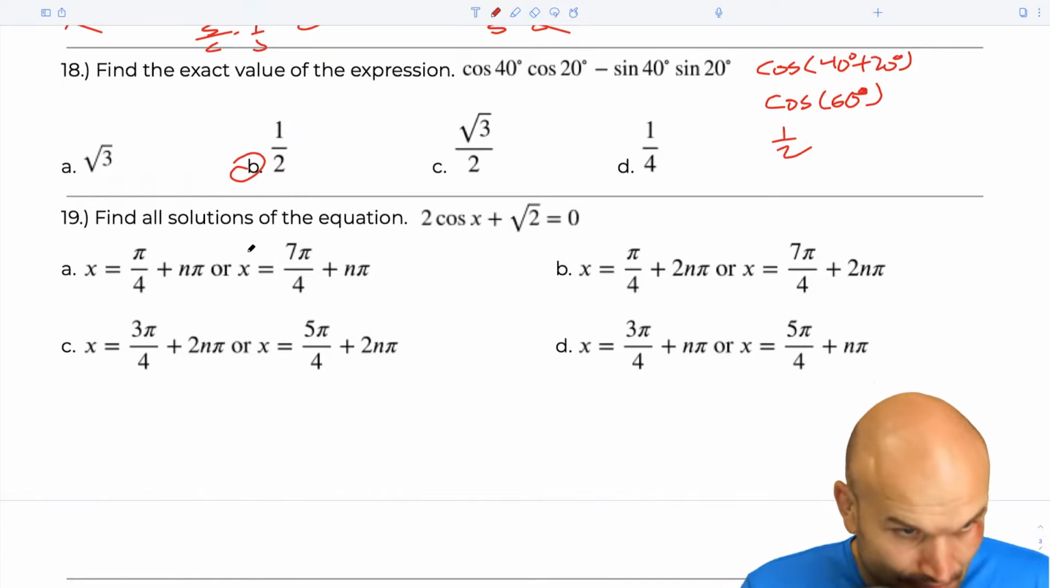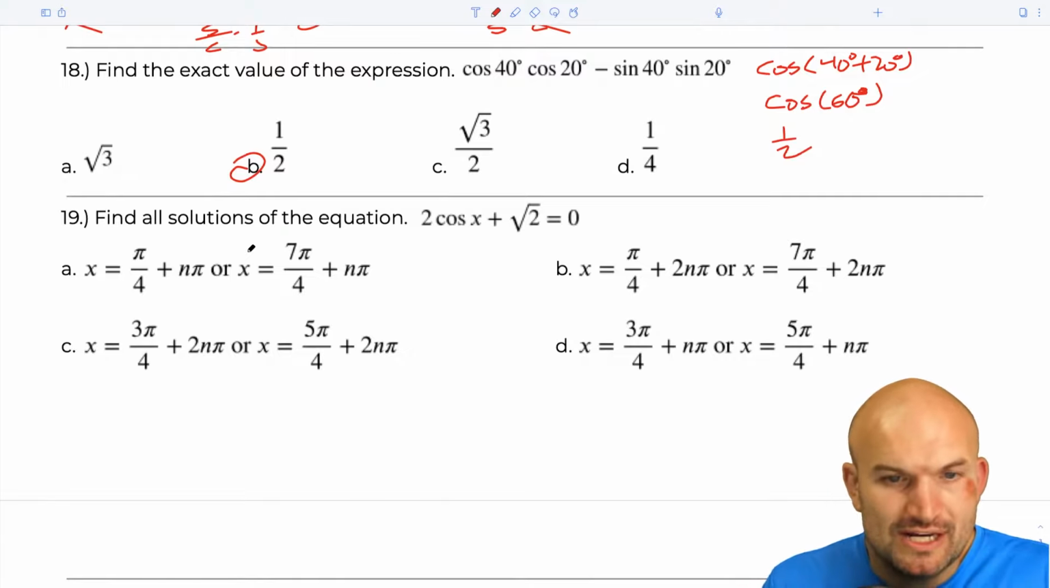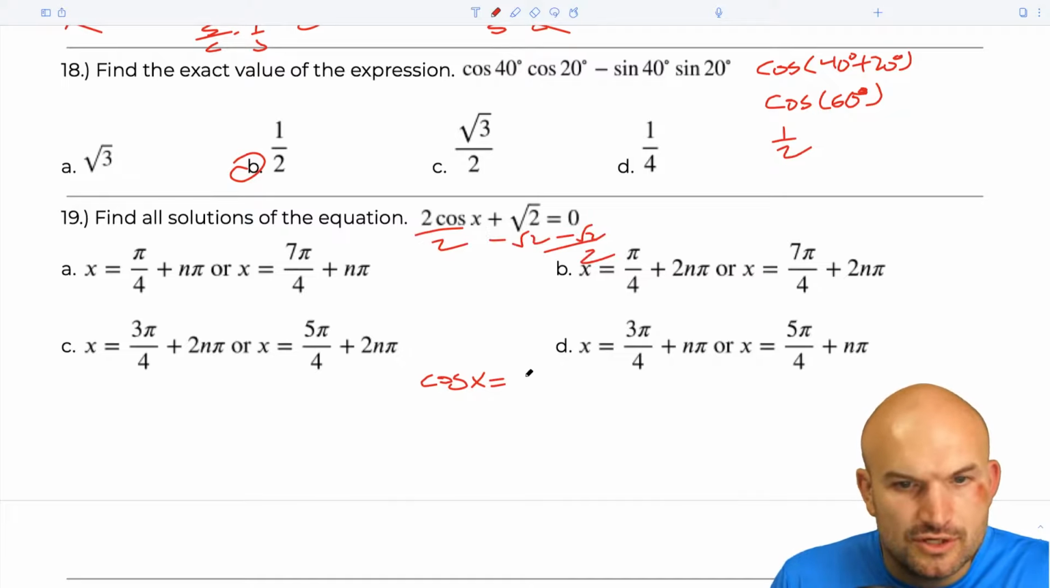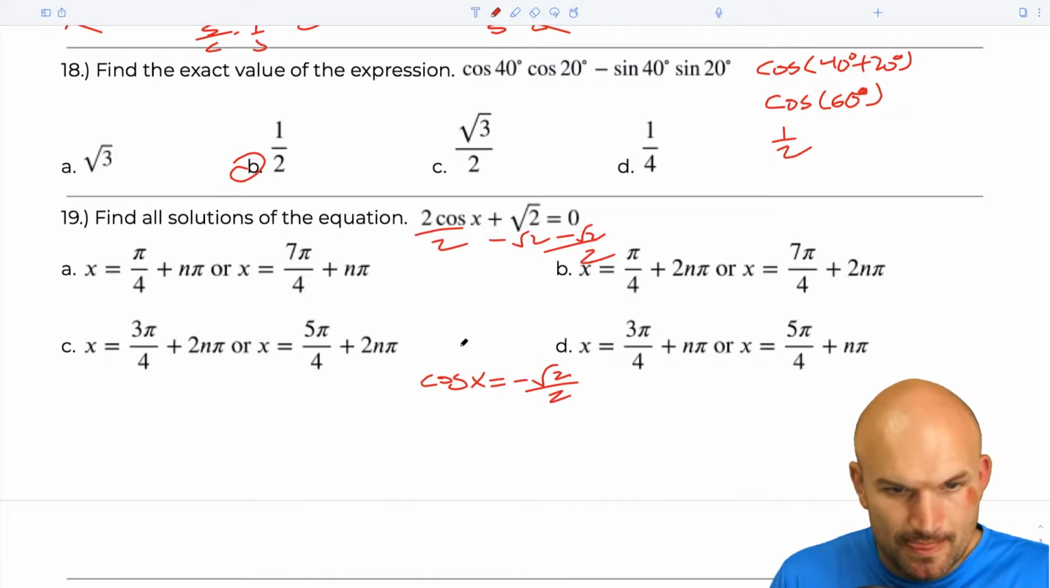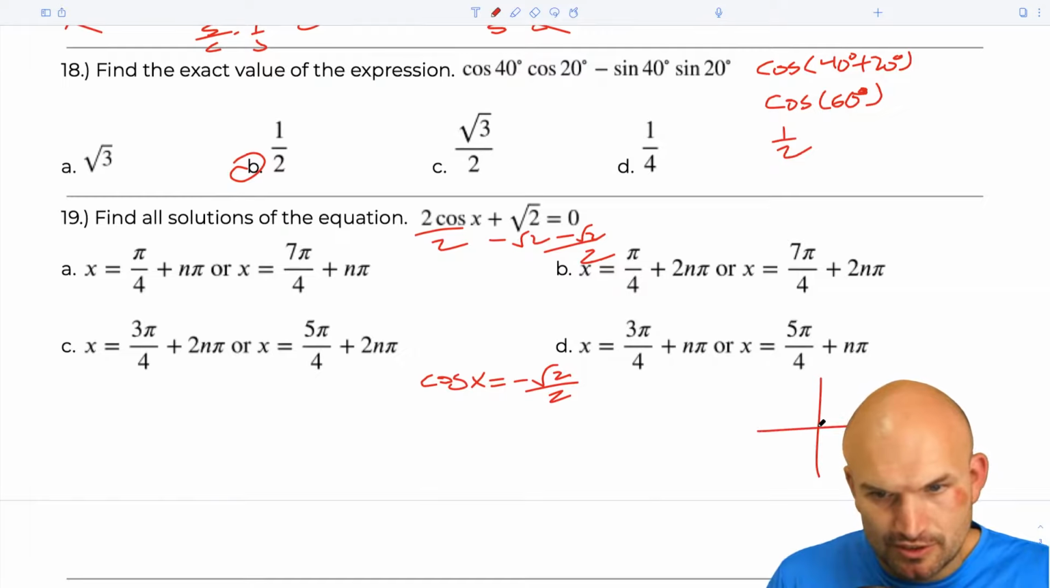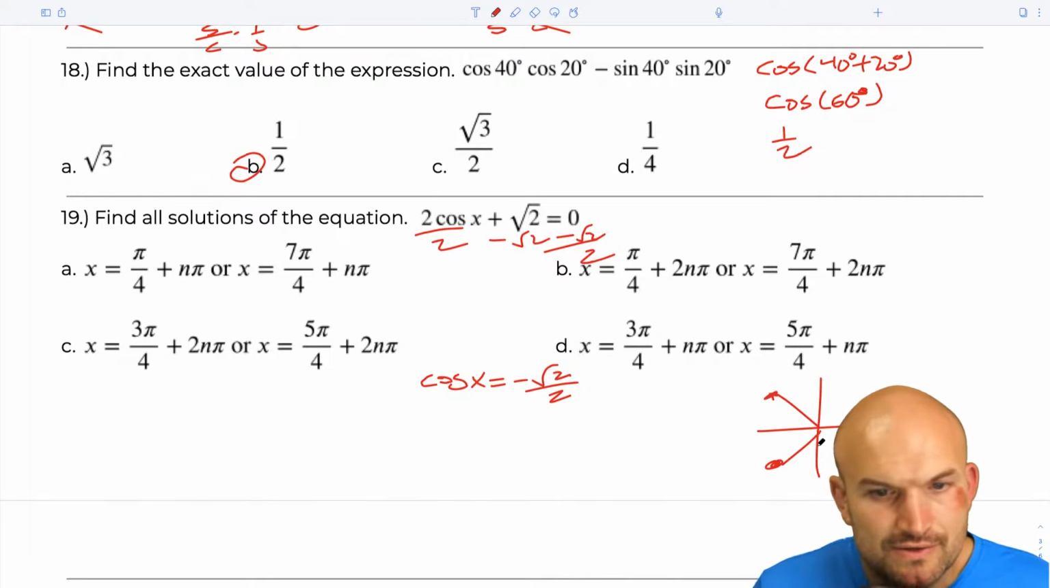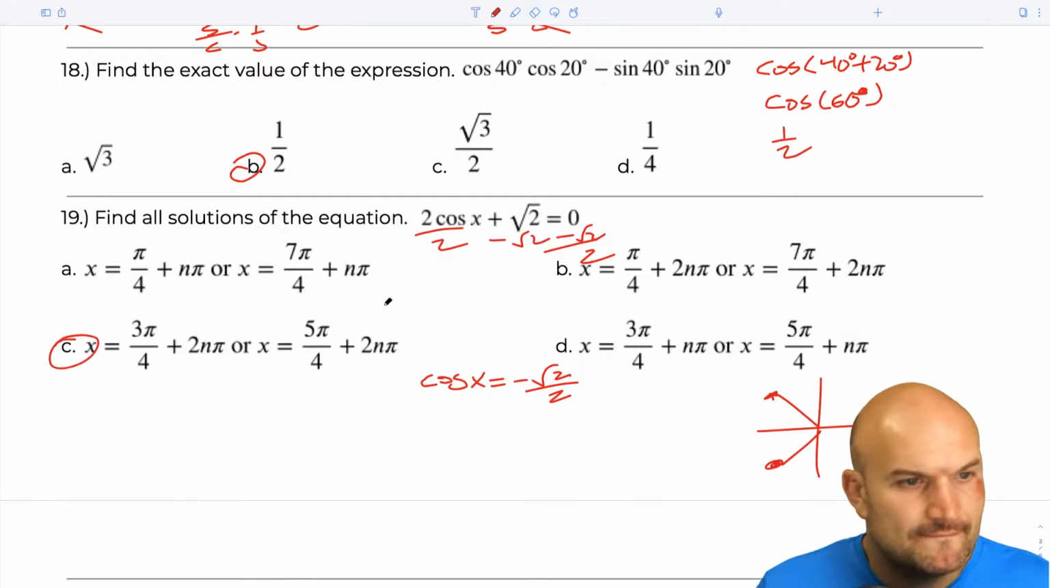So find all the solutions of the equation. The first thing you want to do is isolate the cosine function. So cosine of x equals, we're going to subtract, and then we'll divide by 2. So therefore we get negative square root of 2 divided by 2. Looking at the unit circle, that's going to be that angle and that angle. Cosine is negative in the second and third quadrant, and then you have to keep on adding 2 pi to those. These two angles are 3 pi over 4 and 5 pi over 4, but you need to add 2 pi, not pi. So 3 pi over 4 and 5 pi over 4 plus 2 pi n, so that one.